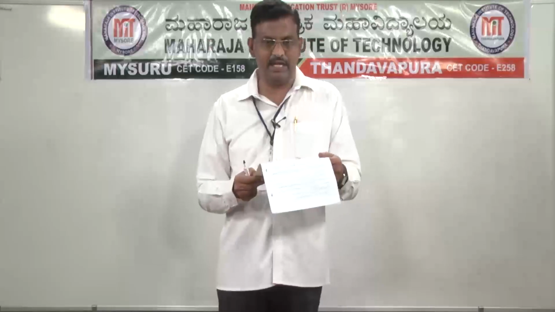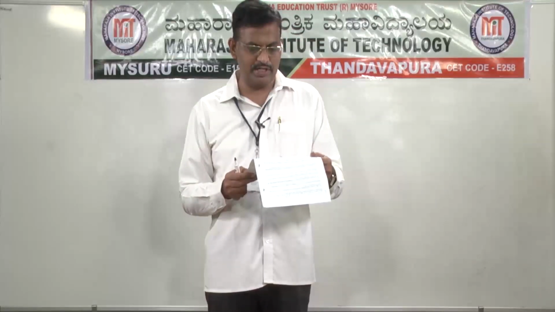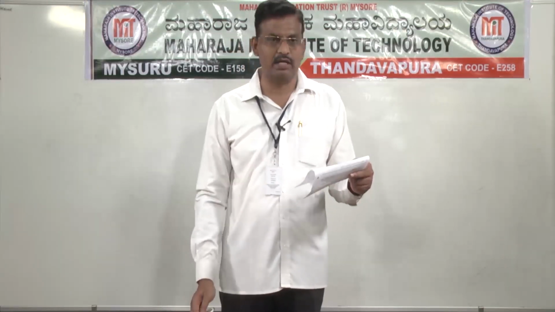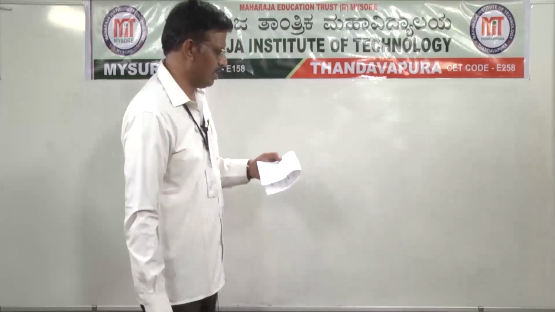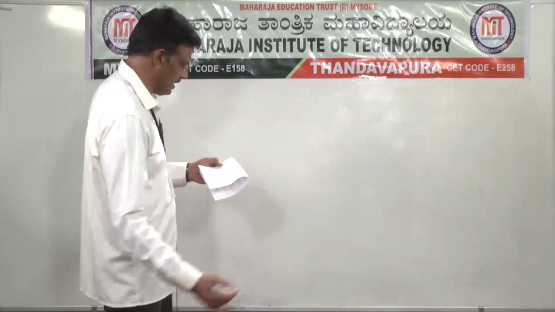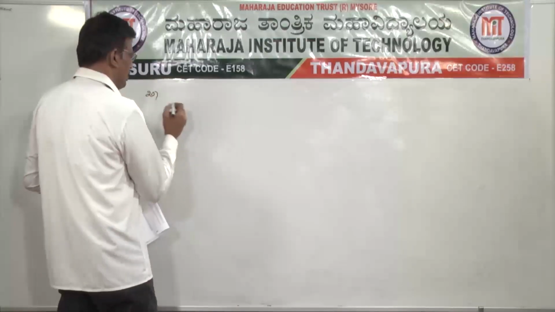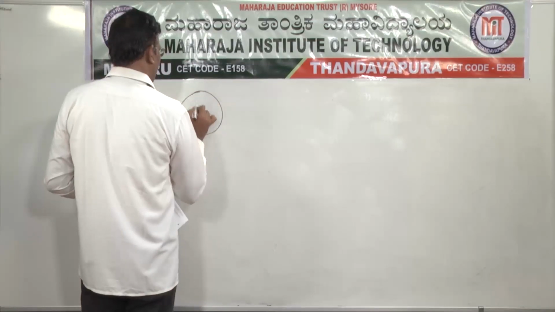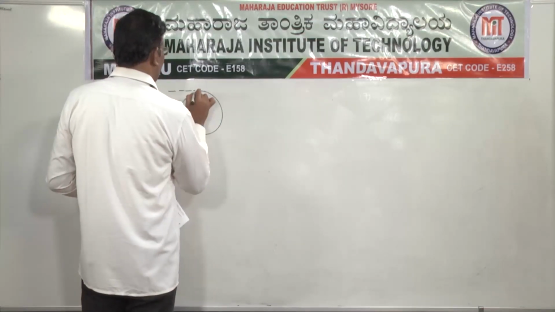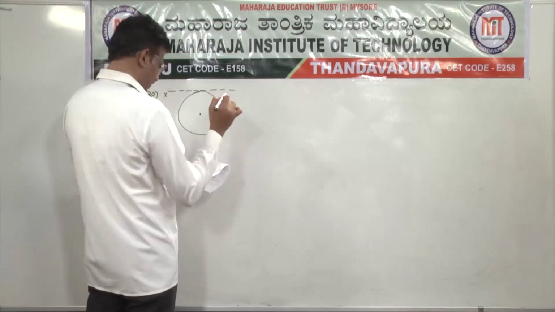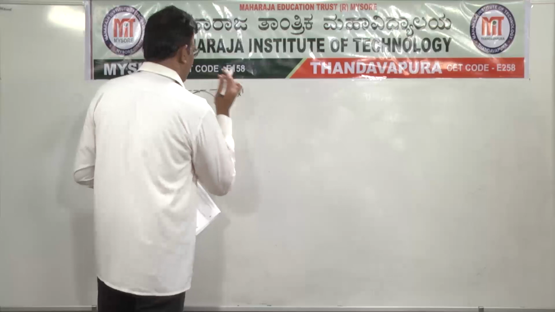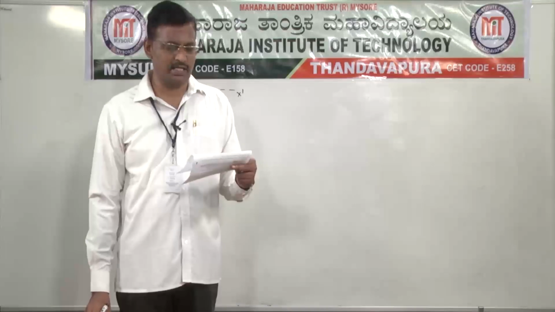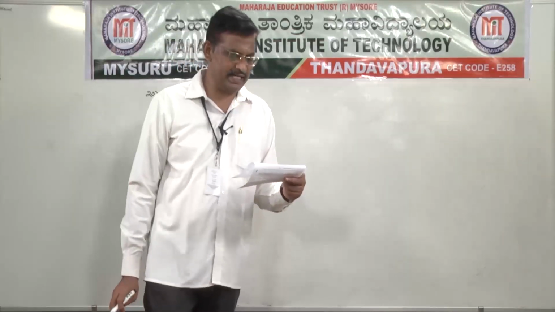A thin wire of length capital L and uniform linear mass density rho is bent into a circular loop with center at O as shown. The moment of inertia of the loop about the axis x dash is. Observe the diagram for question number 20. A wire of length L is bent in the form of a circle, and here the x dash axis is given. What is the moment of inertia of this circular ring about the axis x dash?